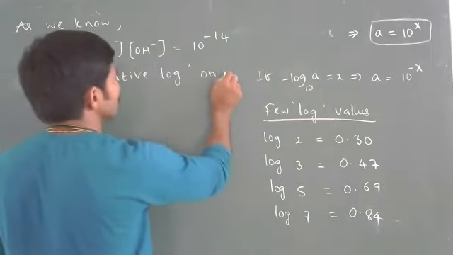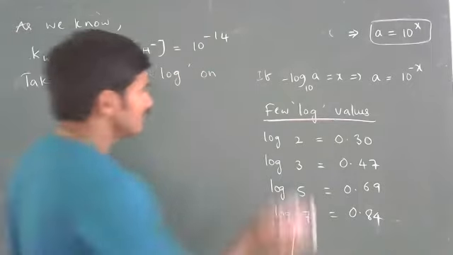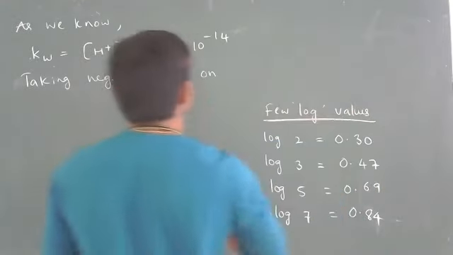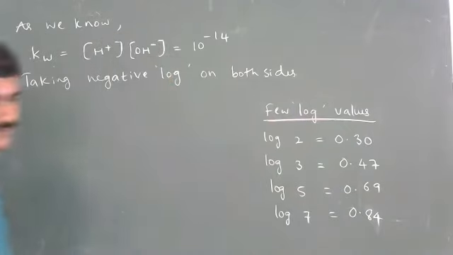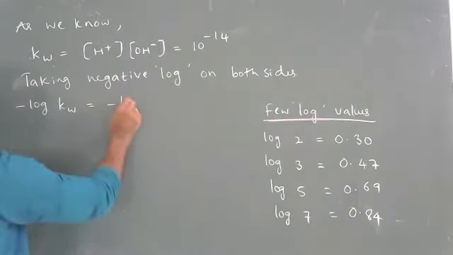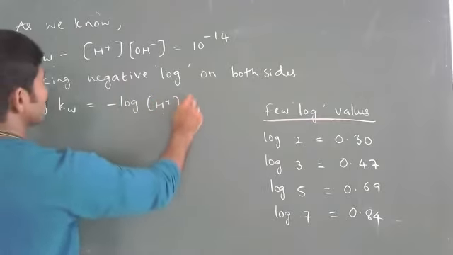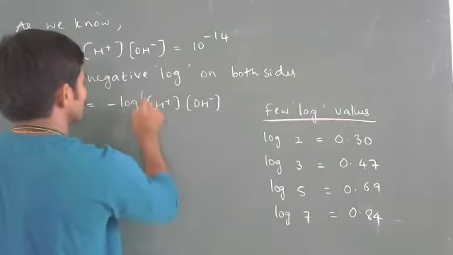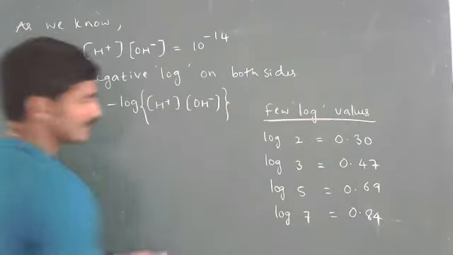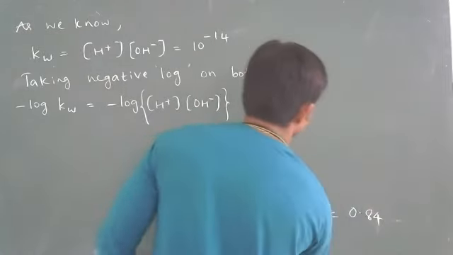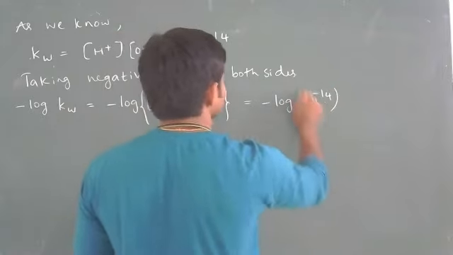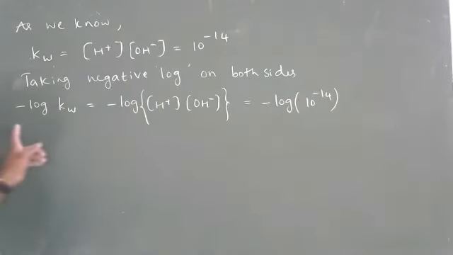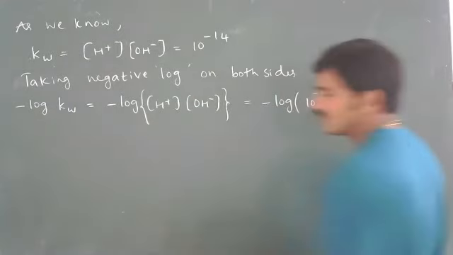Negative log on both sides. Carefully observe this derivation, simple derivations only. So what happened? Negative log Kw, negative log H plus into OH minus is equal to negative log 10 power minus 14. So what can I write for negative log Kw?